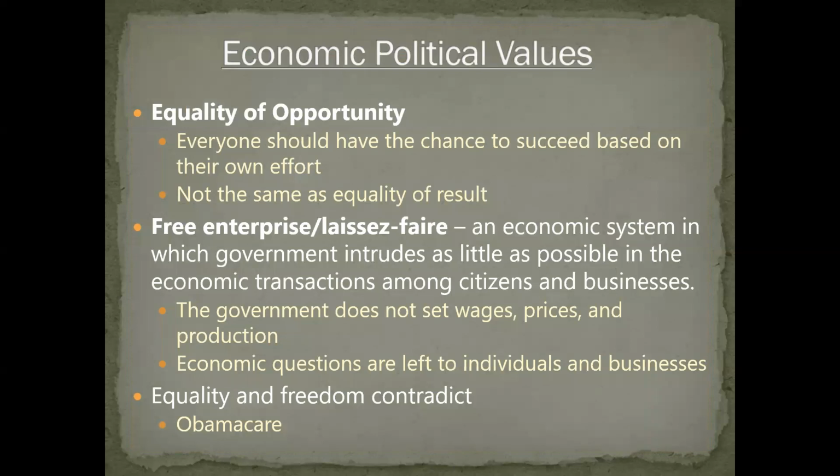Here are some other core values of Americans. Number 2, equality of opportunity. This is the idea that everyone should have the chance to succeed based on their own effort. This is not the same as equality of result. In our country, there is a belief that by attending public school, everybody will have the same opportunity to get educated and make something of themselves.